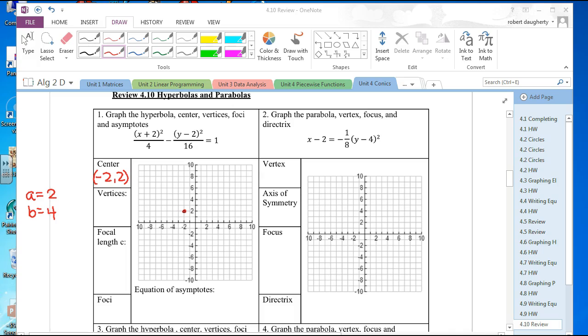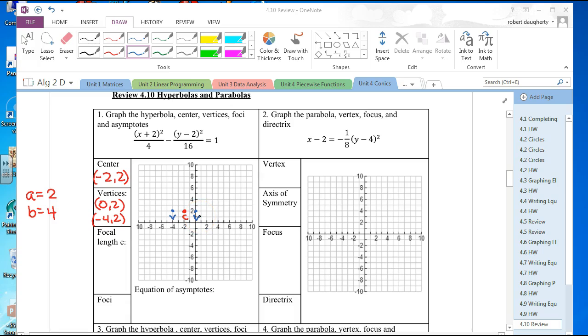I know at this point, when I look at this, that this is going to be a horizontal hyperbola because I see a positive sign with the x term. So the vertices are going to be on the horizontal line that goes through that center. If A is 2, then the vertices are going to be 2 units on either side of the center, left and right. So those are going to be at 0, 2. That's 2 to the right. If I go 2 to the left, that is going to be at -4, 2. Okay, so I have a center, I have a vertex and a vertex.